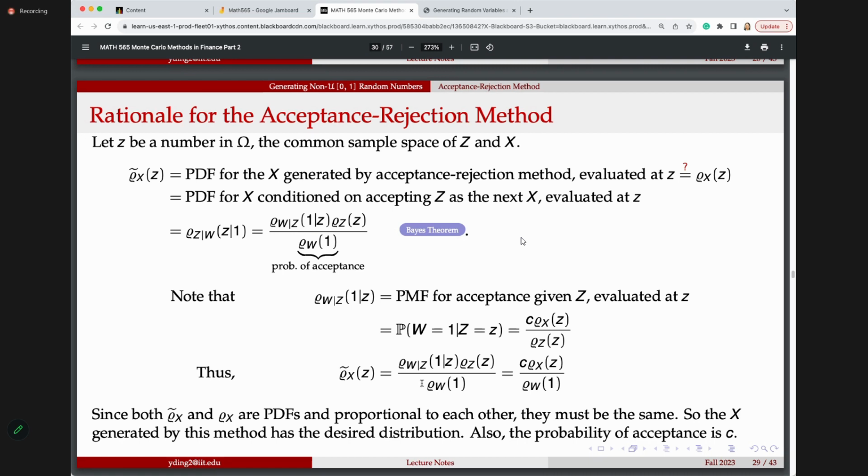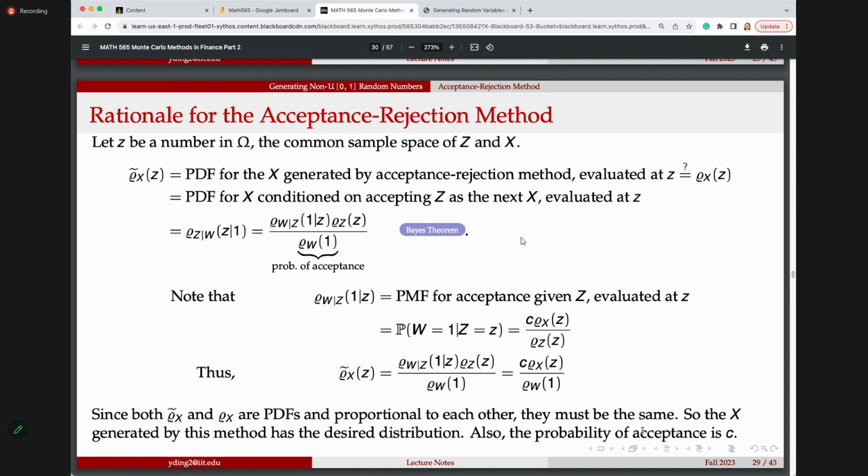Be careful. Both of these are density functions, which means they should be proportional to each other. So rho tilde x and rho x. Because they are proportional to each other, this constant should be the same. Which means C is exactly equal to the probability of acceptance. So when we use this idea to generate samples, we will get the desired density function.